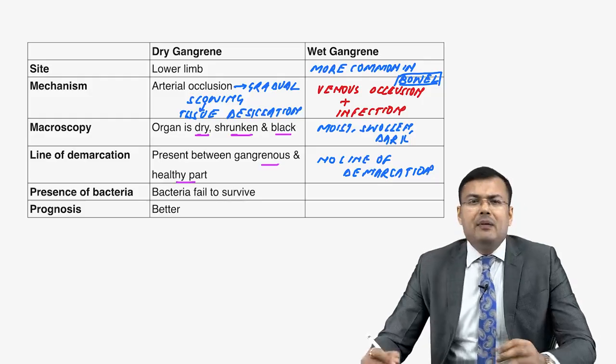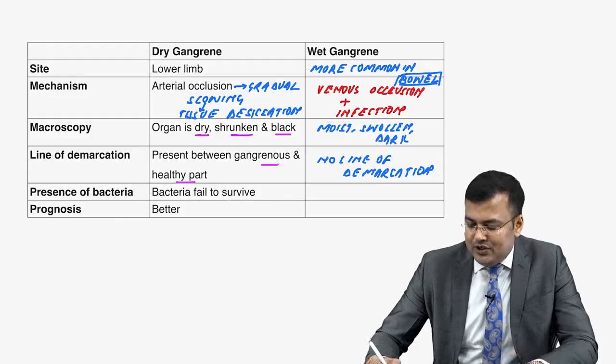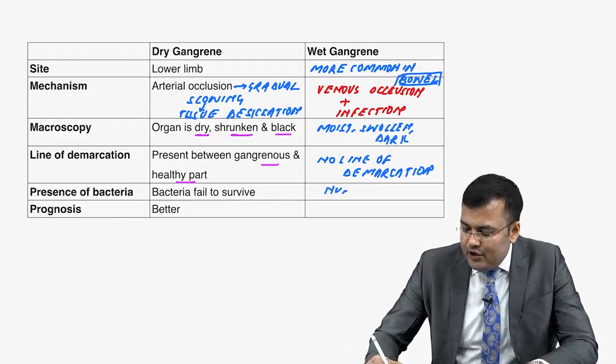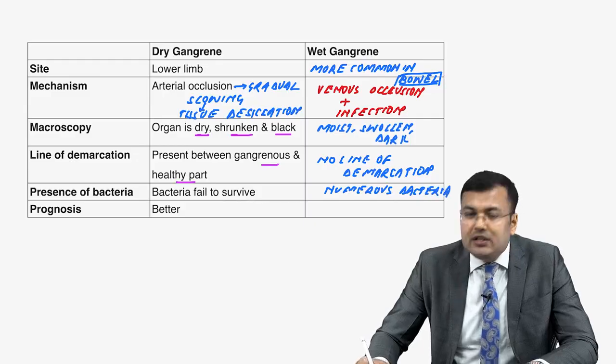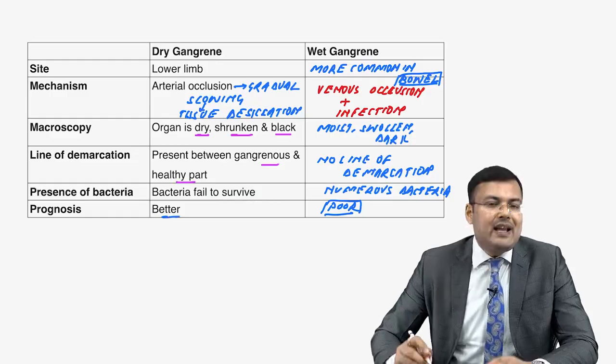In dry gangrene, bacteria fail to survive, but in wet gangrene, since there is superadded infection, you are going to find numerous bacteria. So because of associated sepsis or toxemia, here the prognosis is poor, but in dry gangrene it is better.